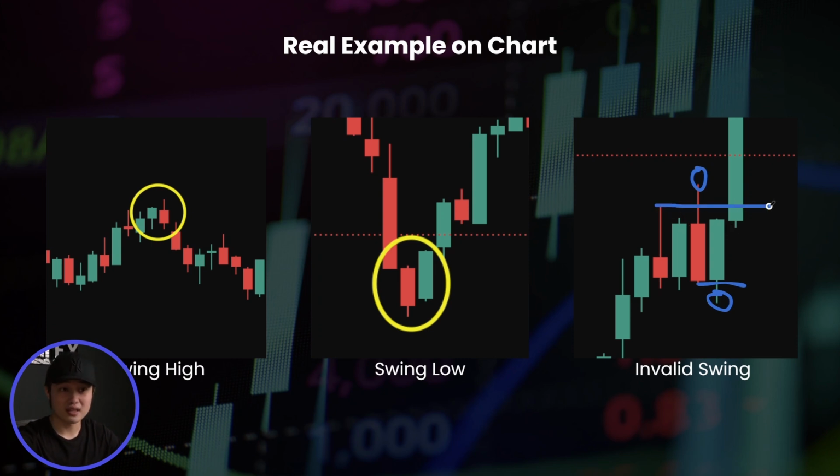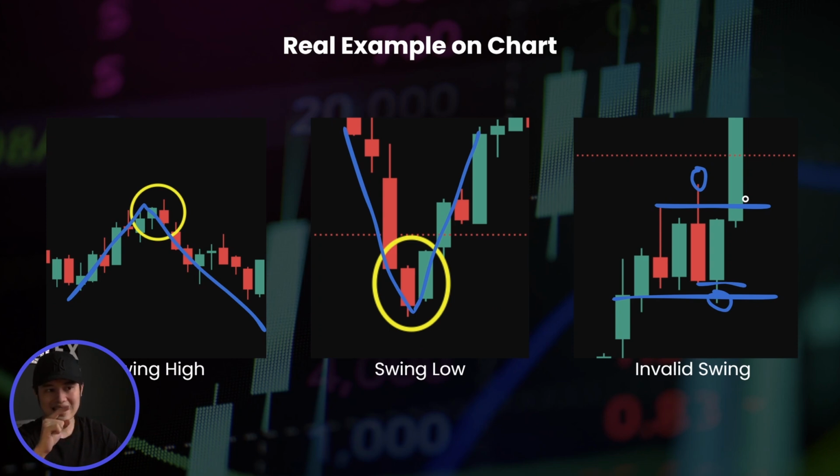It makes no valley. There's no valley here, so it should not be determined as a swing. A swing should have a valley here, or maybe make a mountain on the swing high and a valley on the swing low. But this is invalid because it was a base formation, it's not a swing. So please do not mistake a swing for a base. A base is not a swing, a base is structure. So the base structure is not a swing, or it is an invalid swing.